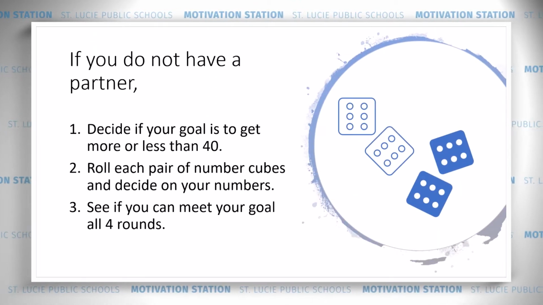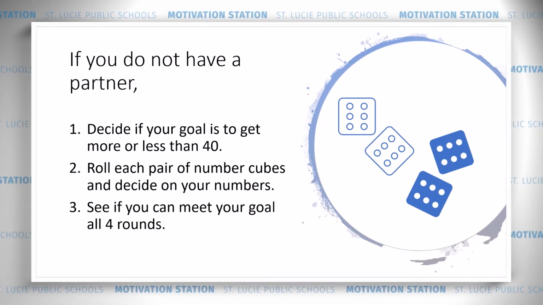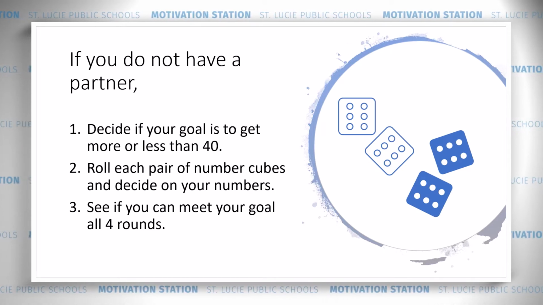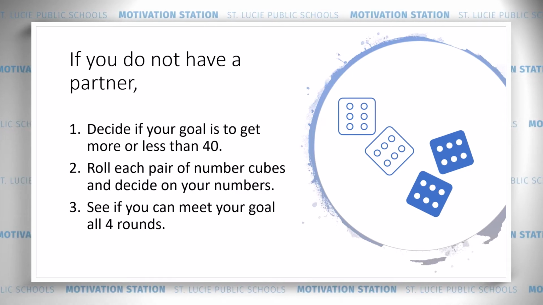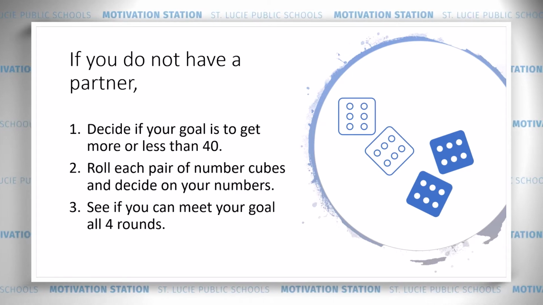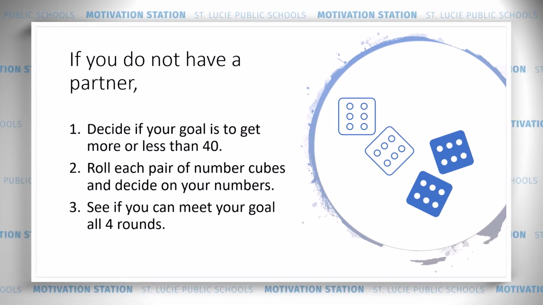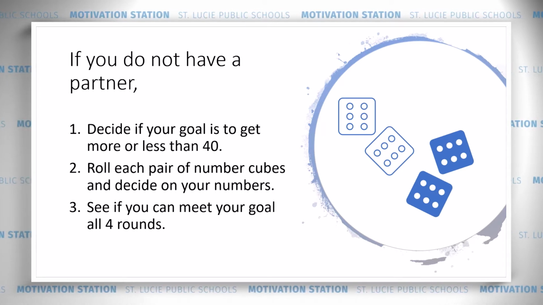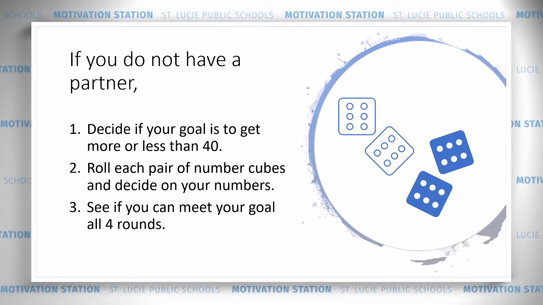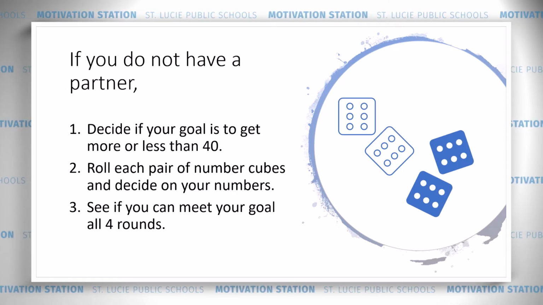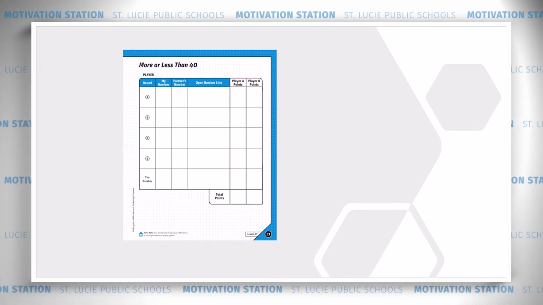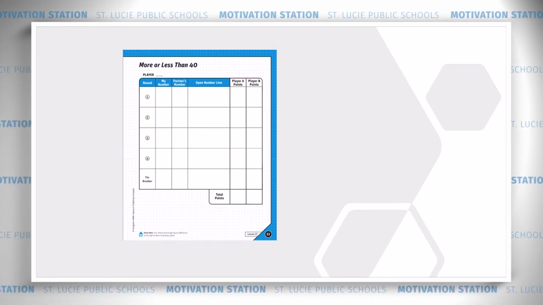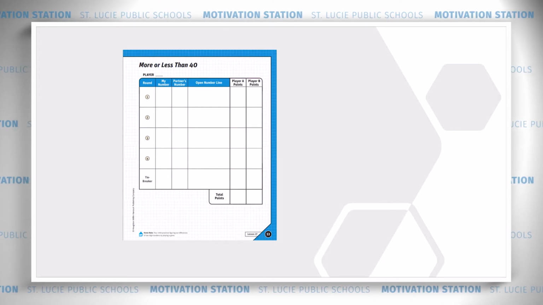If you do not have a partner, decide if your goal is to get more or less than 40. Stick to it for the whole game. Roll each pair of number cubes and decide on your numbers. See if you can meet your goal all 4 rounds. We are going to play a demo round of More or Less Than 40 now.